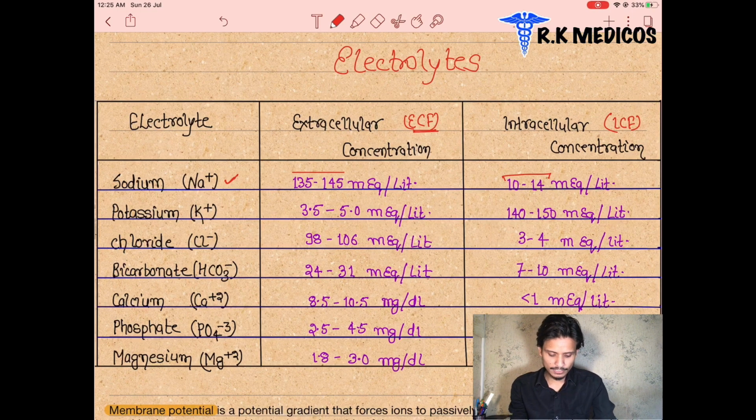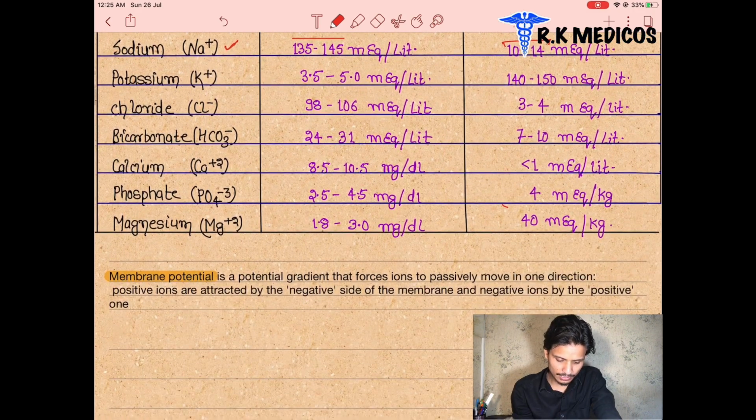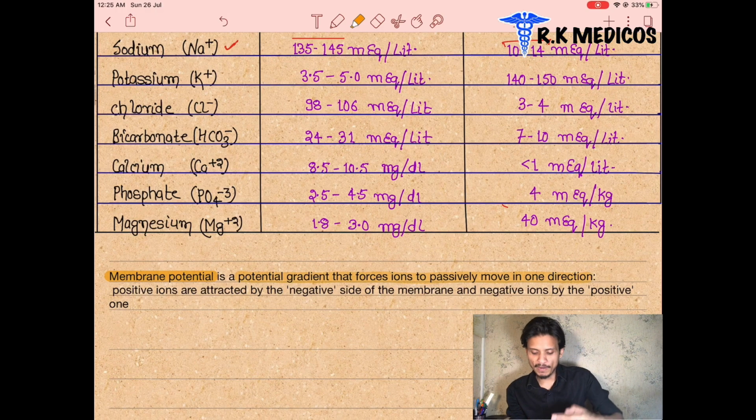And what is the definition? The membrane gradient, or the potential gradient, is the gradient that forces ions to move passively in one direction. The ions move passively without any expenditure of energy or ATP. They are moving in the other direction, and that is creating an electric potential.